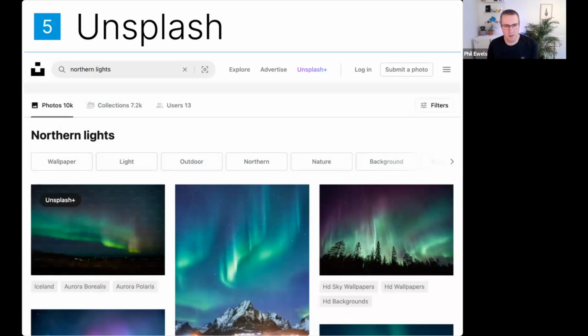Unsplash is an amazing website where, again, there's loads and loads of royalty-free images which you can use for anything. You don't need to worry about copyright too much. It does say, please say who took the photo, but you can use it for whatever. And you just type in a search term at the top and you have loads of really wonderful photos to use.